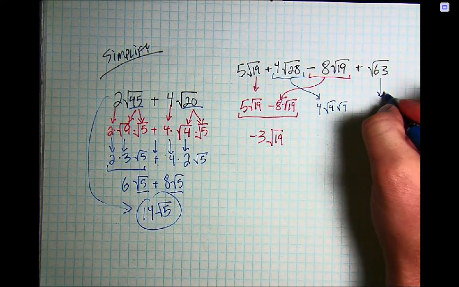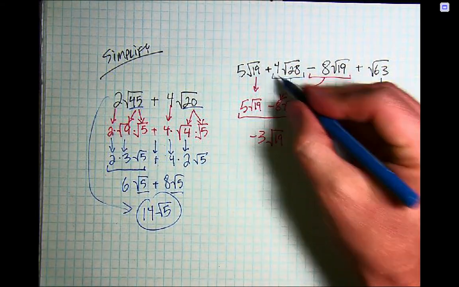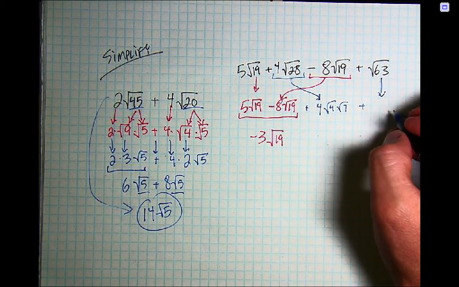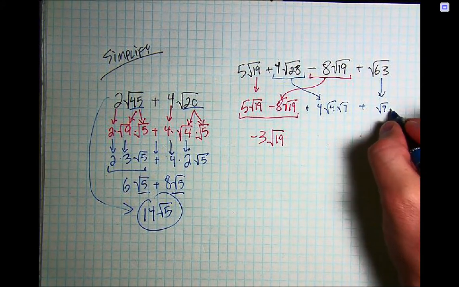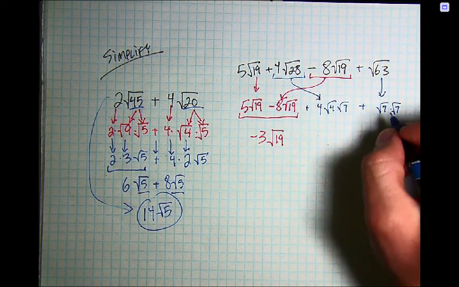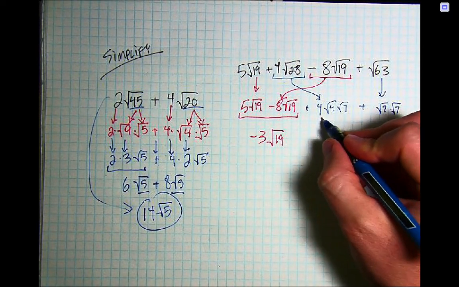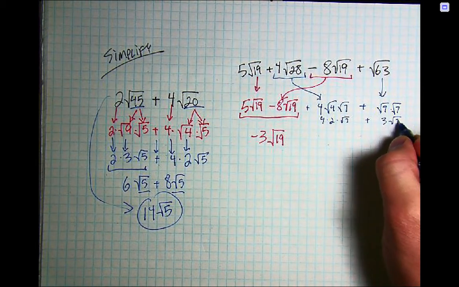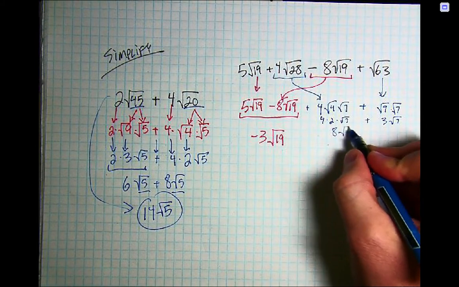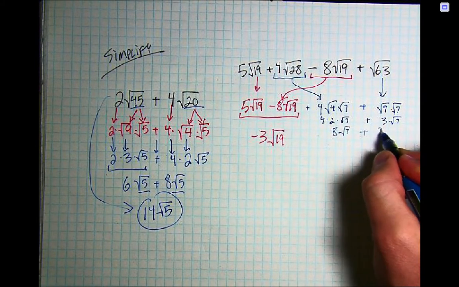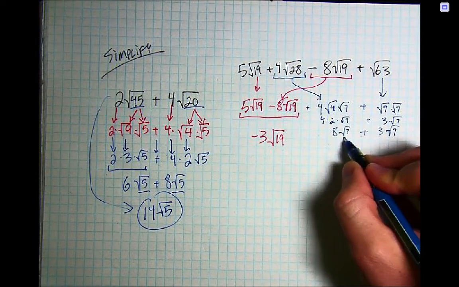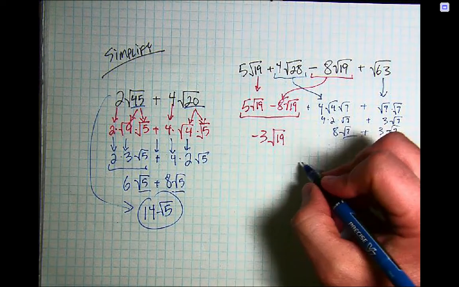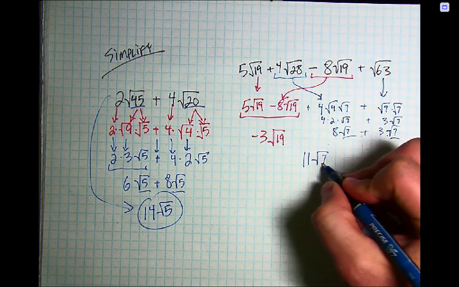And then what about 63? By the way, that was a plus here. 63 is 9 and 7. So this is going to be 4 times 2 times the square root of 7. This is going to be 3 times the square root of 7. And what do you know? I've got common radicals, and 8 of them plus 3 of them is going to give me 11 radical 7.